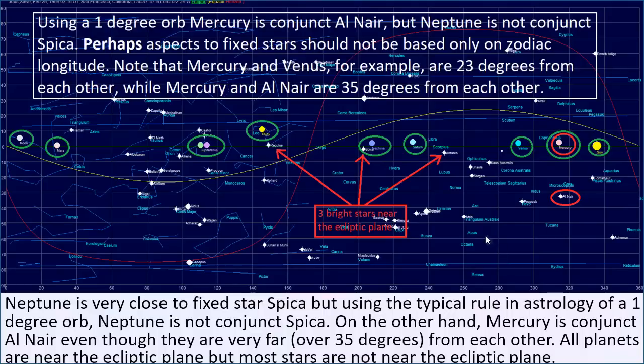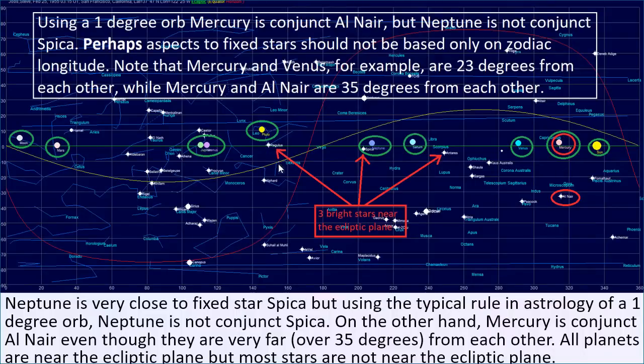So it's a little bit illusory when we say that Mercury's conjunct Alnair with a 1 degree orb. You might get the impression, oh, at 1 degree, they're really close to each other. In the sky, they're nowhere near each other. And this happens to be 35 degrees if I measure directly from Mercury to Alnair.